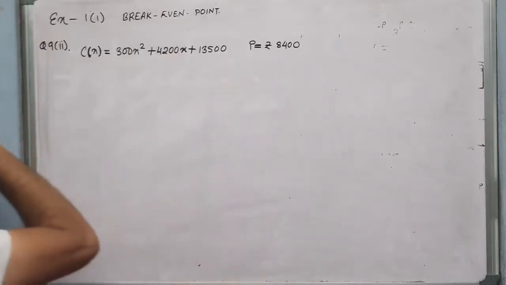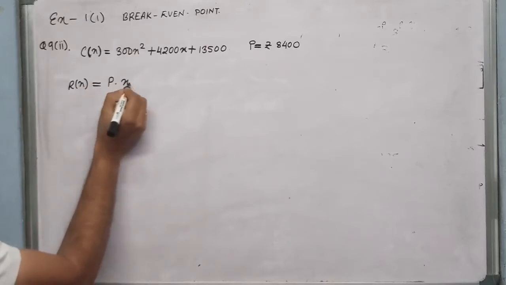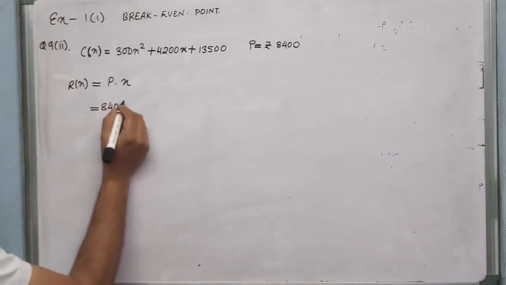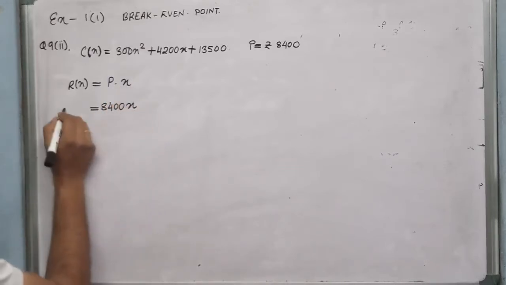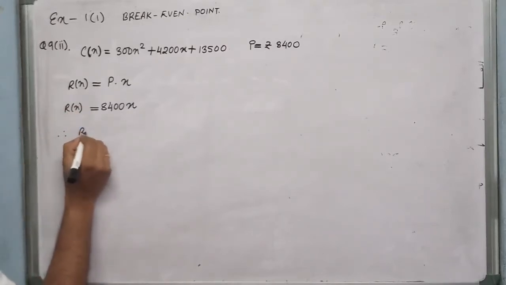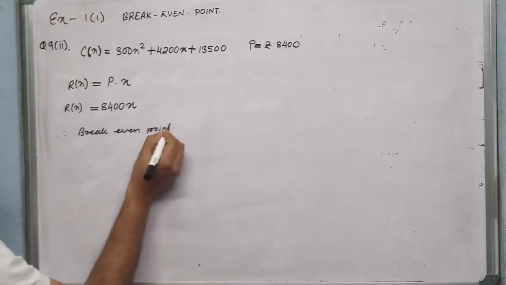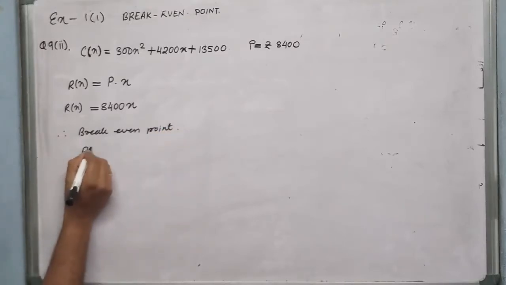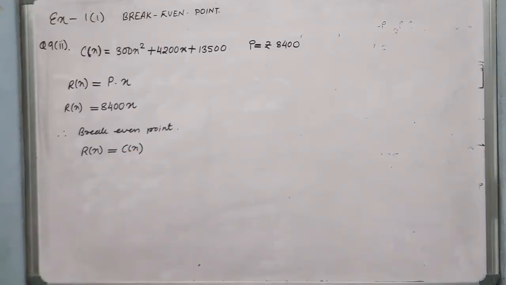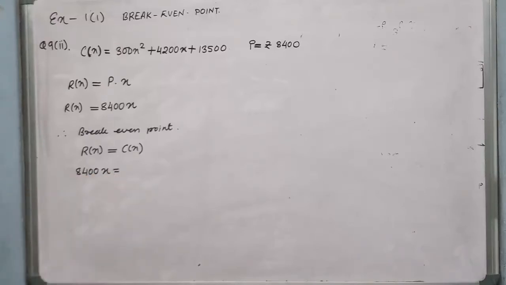Now the revenue. To calculate the break-even point we need revenue. Revenue function is given by demand into x. In this case the demand of the one product is 8,400 into x. This is revenue. Therefore the break-even point is given by R(x) equals C(x). Selling price is equal to the cost price. R(x) is 8,400 into x, equals the cost function.